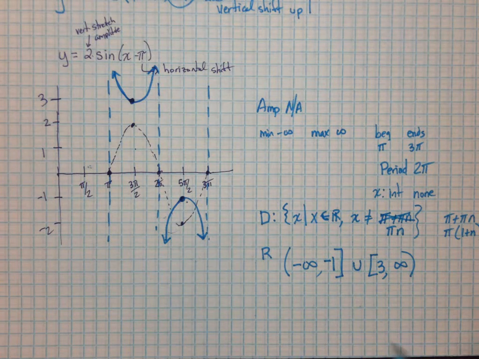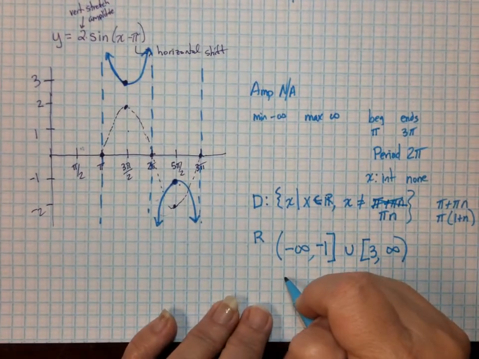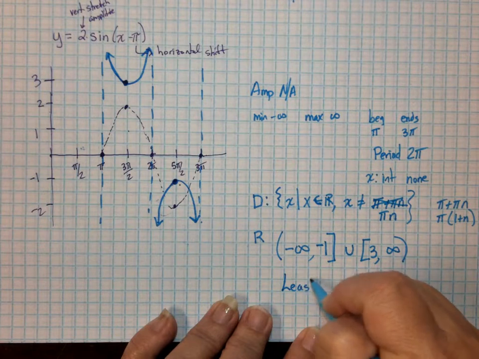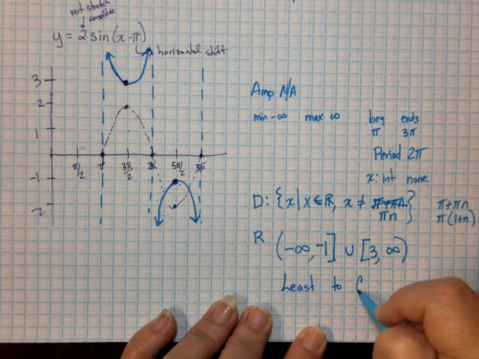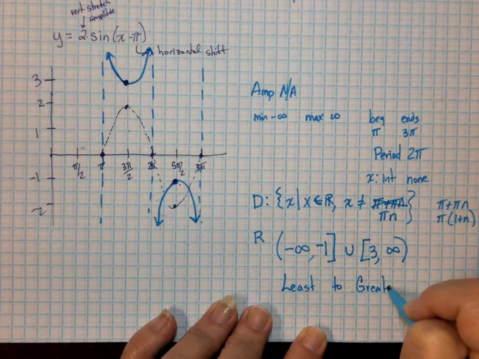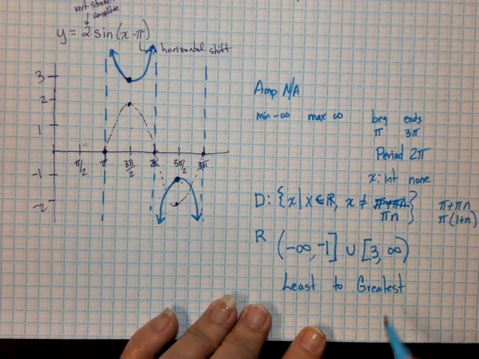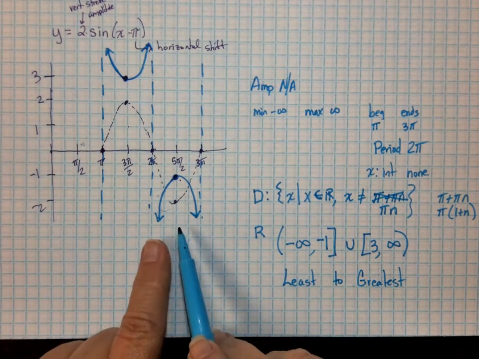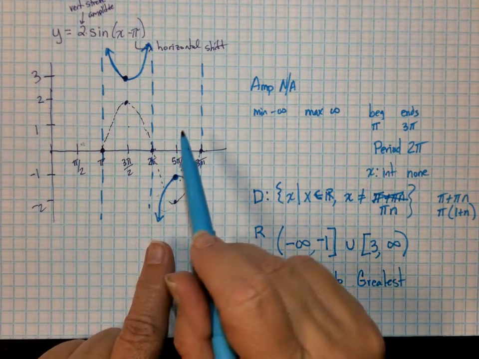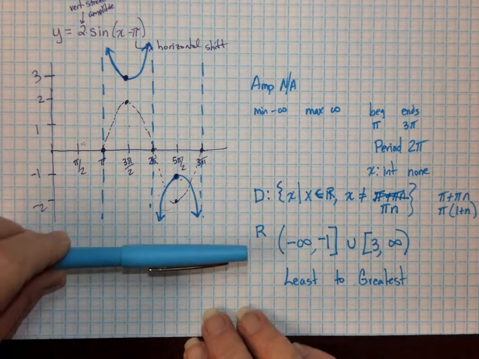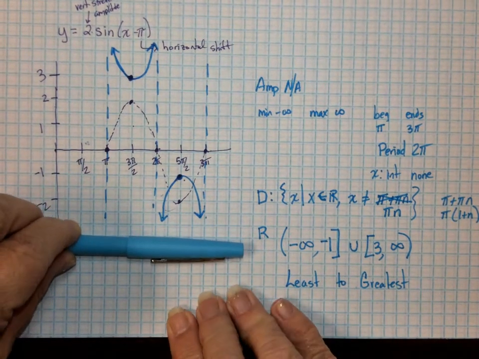Alright, so when you're writing the range, you do want to go from least to greatest. That's our agreed upon way to write a range, is always least to greatest. So we would put the one that has negative infinity first. Because as you're going range, you're going like this.